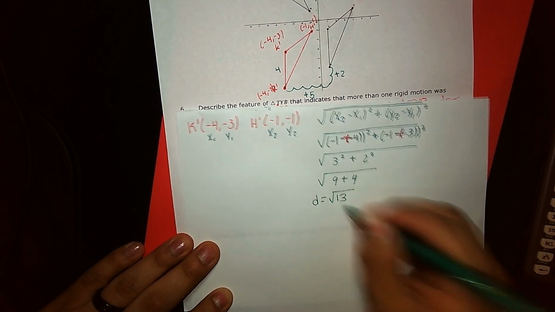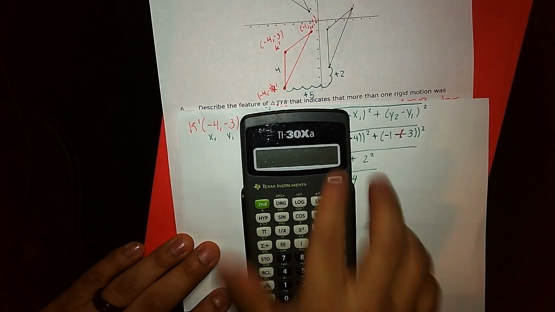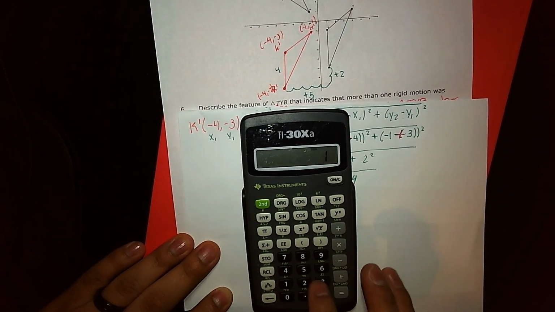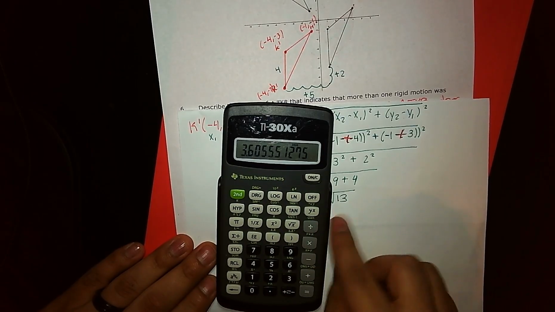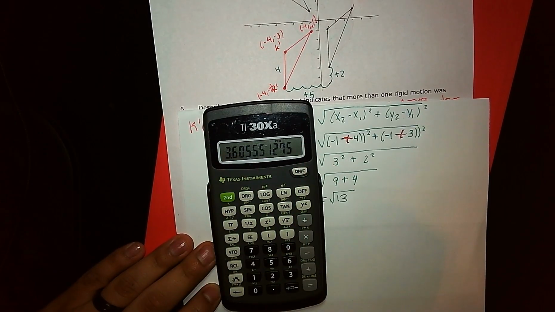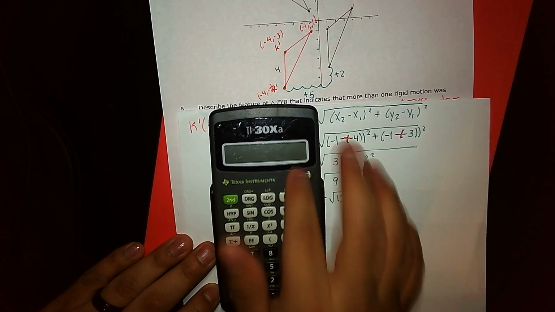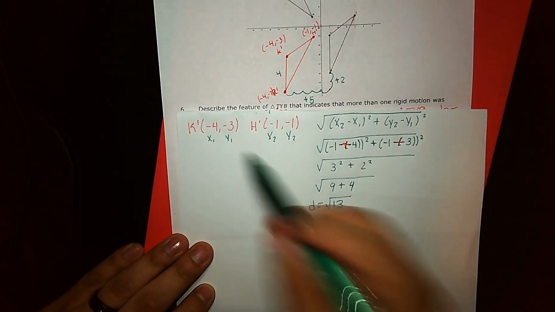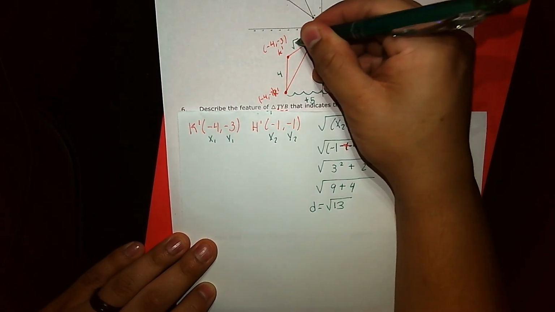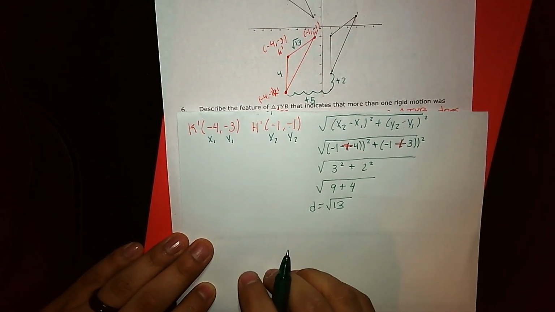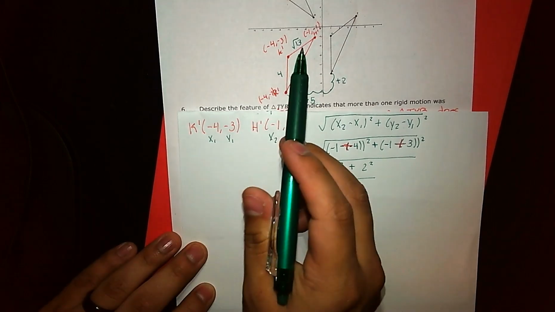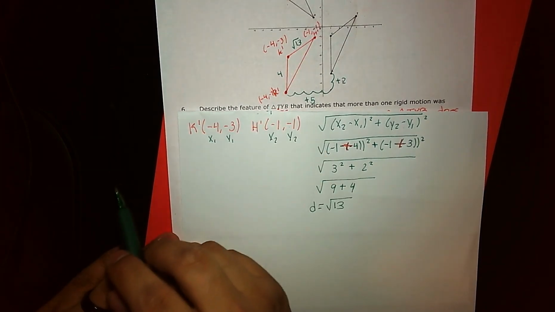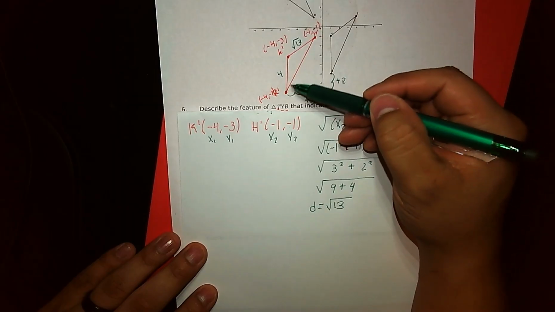So we get the distance between K prime and H prime is the square root of 13. We'll just leave it at that, because if you actually square root 13, you get this nasty number. We're just not going to do that. So we can say the distance between K prime and H prime is the square root of 13. All right. So now let's just do this line segment.